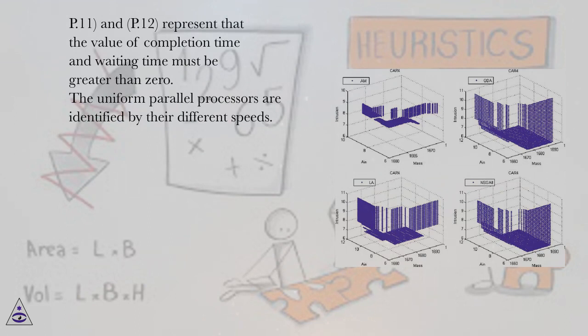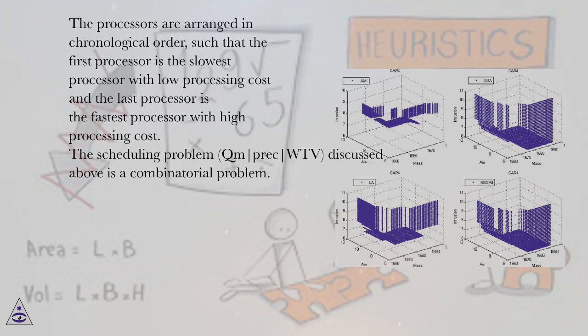The uniform parallel processors are identified by their different speeds. The processors are arranged in chronological order, such that the first processor is the slowest processor with low processing cost and the last processor is the fastest processor with high processing cost.